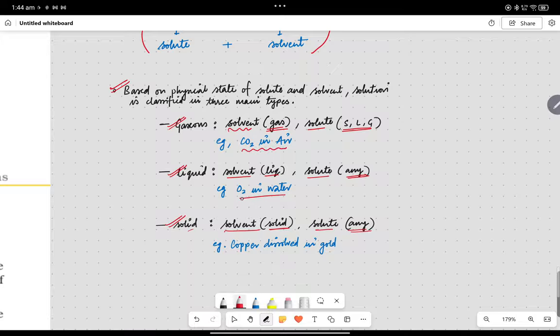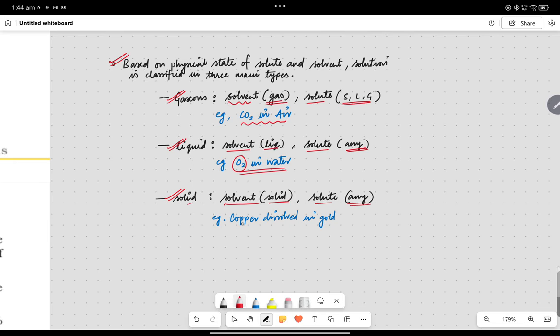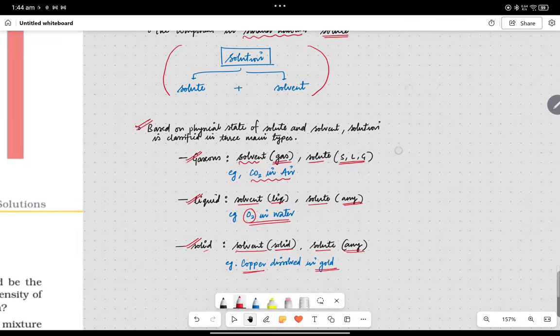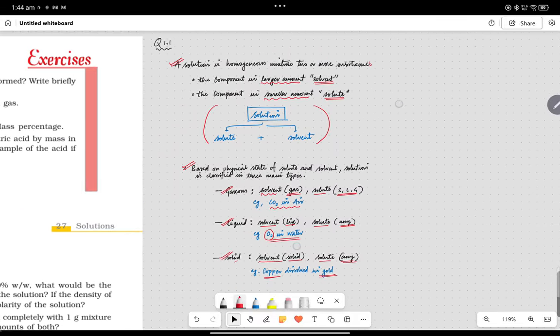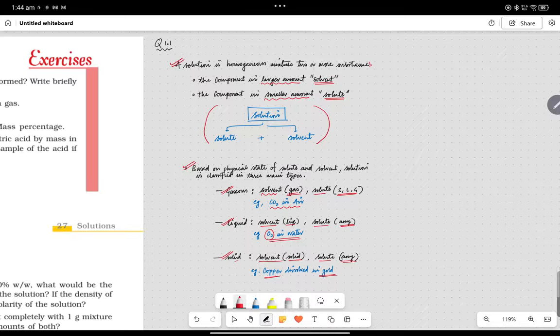Then oxygen dissolved in water, which the fishes breathe by taking that oxygen, right? So it is the application. And then after that, copper dissolved in gold, so it is a dissolution of metal into metal, right? So these are the examples that you can write in your answer sheet, and you have to write this way so that you can score maximum marks out of that question. Okay.